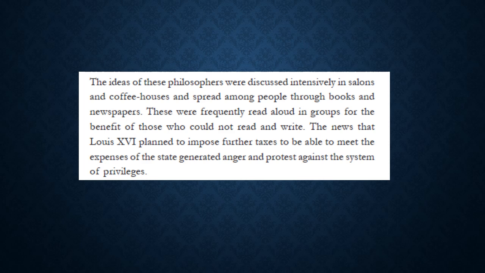The news that Louis XVI planned to impose further taxes to be able to meet the expenses of the state generated anger and protest against the system of privileges. So the ideas influenced the citizens of France, and they discussed these ideas deeply in salons and coffee shops, then wrote books and printed newspapers about these ideas of a people-driven government and the rights of the people. Another measure taken to spread this idea among illiterate people was that they discussed it in common areas, and lectures were done in places where people gathered, like parks, markets, hotels, etc. Finally, when the people were enlightened and Louis XVI imposed more tax to meet the expense of government, the people became violent and protested to get their privileges.